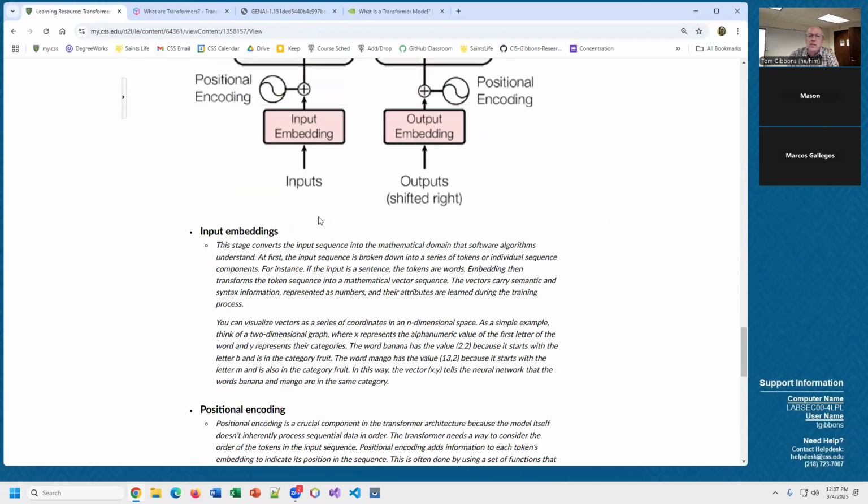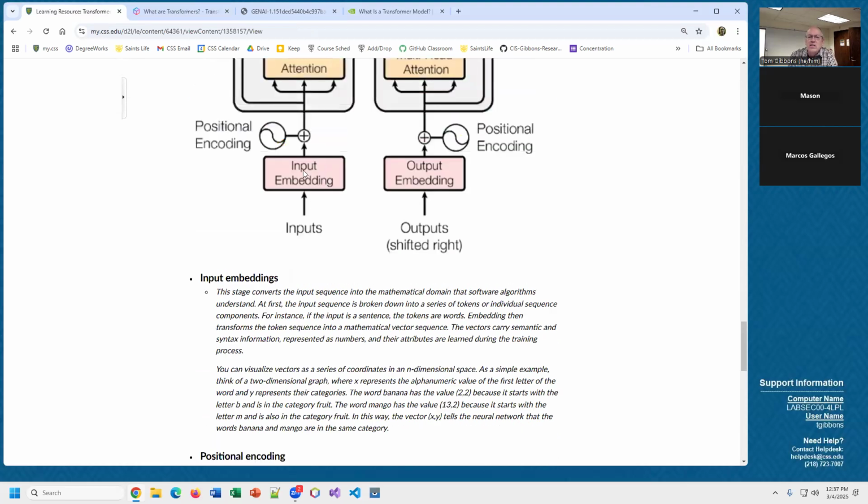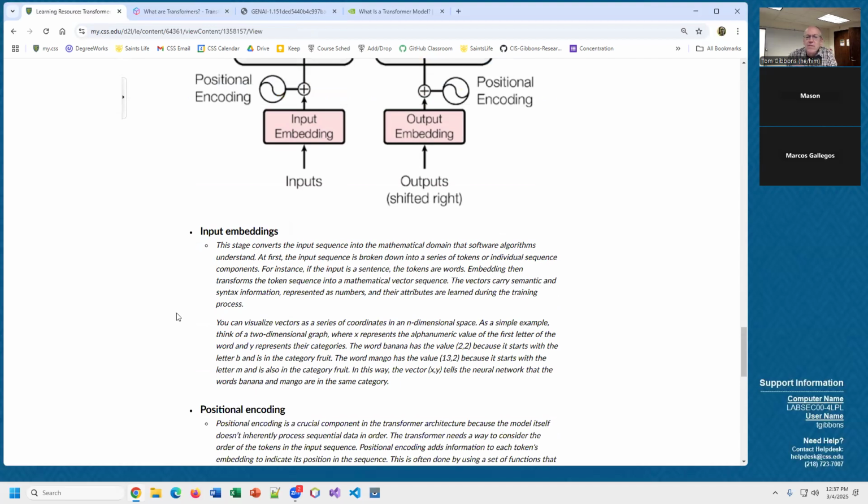So what are the parts of this? The first thing, our words are going to the input embeddings. This stage converts input sequences into a mathematical domain that software understands. Input sequences are broken down into a series of tokens or individual sequence components. In this sentence, the tokens are words. And then embeddings transform these into a mathematical vector sequence. And when we say vector, we mean multiple numbers. You can visualize vectors as a series of coordinates in n-dimensional space.